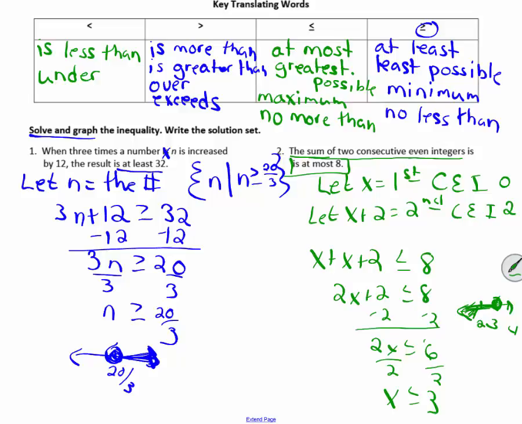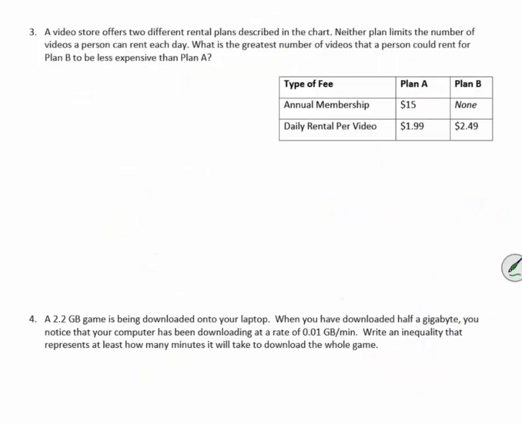All right, let's try another one, a little bit more complicated. So a video store offers 2 different rental plans described in the chart. Neither plan limits the number of videos a person can rent each day. What is the greatest number of videos that a person could rent for Plan B to be less expensive than Plan A? So here's your annual memberships, and then here is how much it is per video.